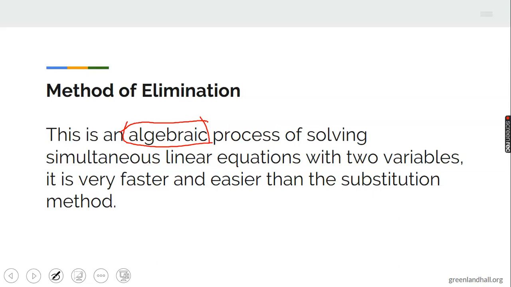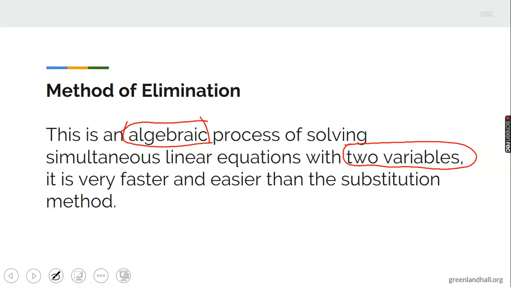In mathematics, we are always looking for x and y. And believe me, we always will be. Because that is the beauty of mathematics. Okay? They said this is an algebraic process of solving simultaneous linear equations with two variables. Note the word: with two variables. Not with several variables. Several variables is not for your level. We are only considering two variables. Variables can be A, B, C, D, E, F, unknowns.